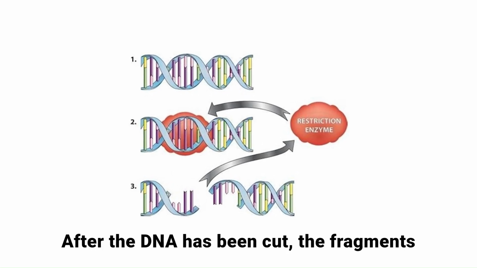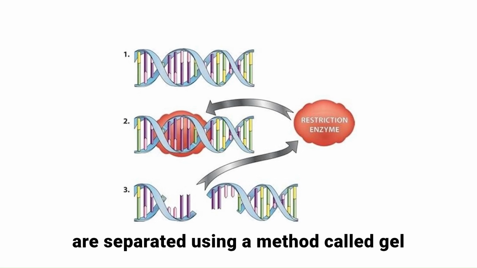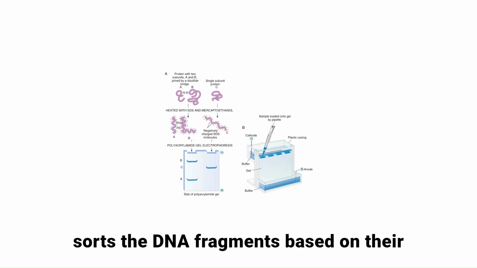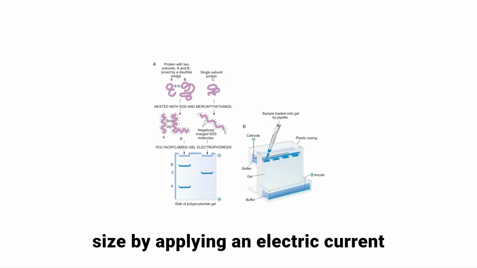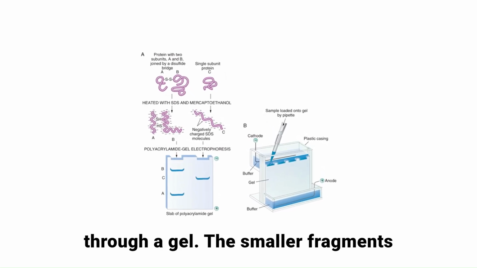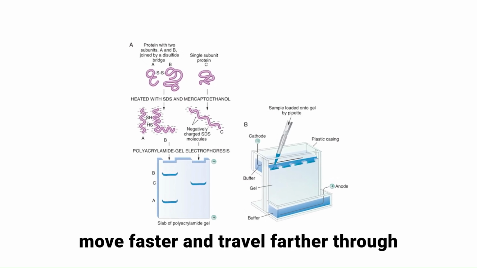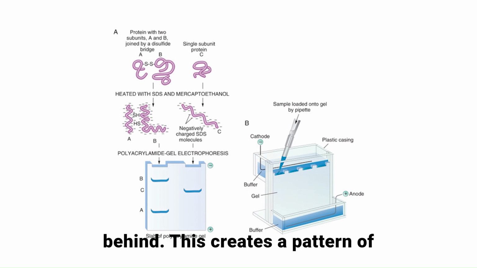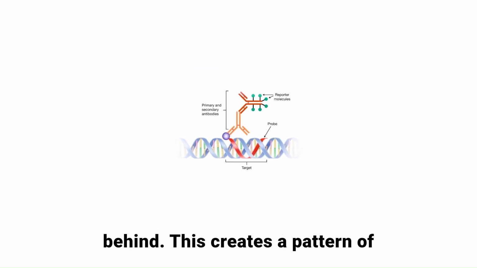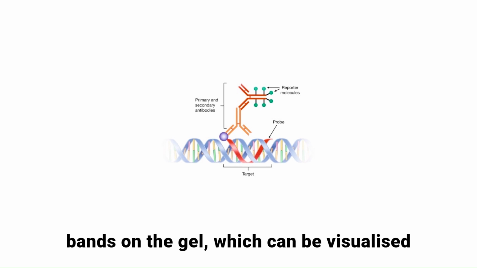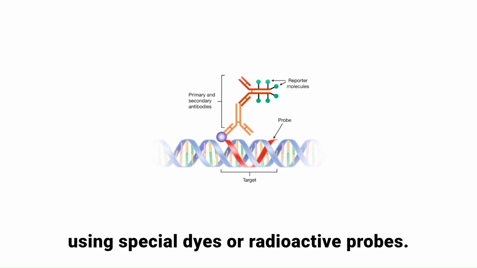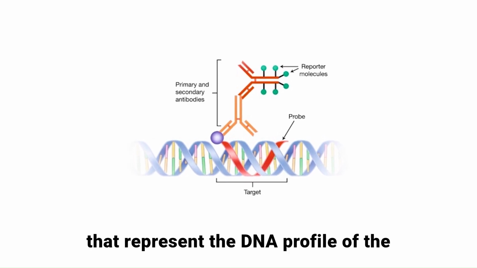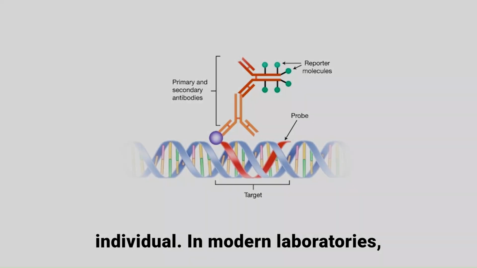After the DNA has been cut, the fragments are separated using a method called gel electrophoresis. This technique sorts the DNA fragments based on their size by applying an electric current through a gel. The smaller fragments move faster and travel farther through the gel, while the larger fragments lag behind. This creates a pattern of bands on the gel, which can be visualized using special dyes or radioactive probes. The result is a series of lines or bands that represent the DNA profile of the individual.